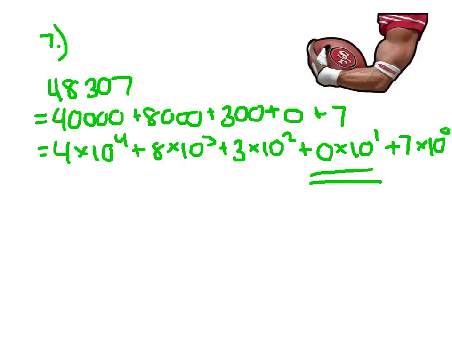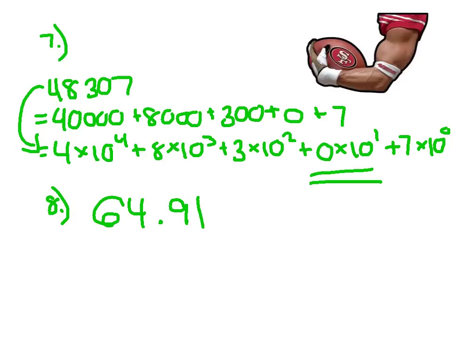So now for practice problem number 8, I want you to rewrite this number in expanded notation. You are allowed in your notes to go from this step to this step. So you don't need to include that middle step if you don't feel like. And I want you to rewrite this number, 64.91, using expanded notation, and make sure you're using powers of 10. Go ahead and submit your answer onto the form.